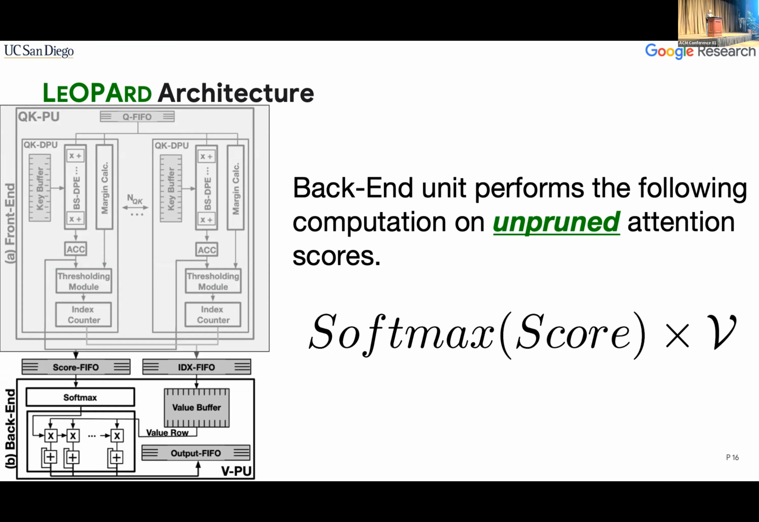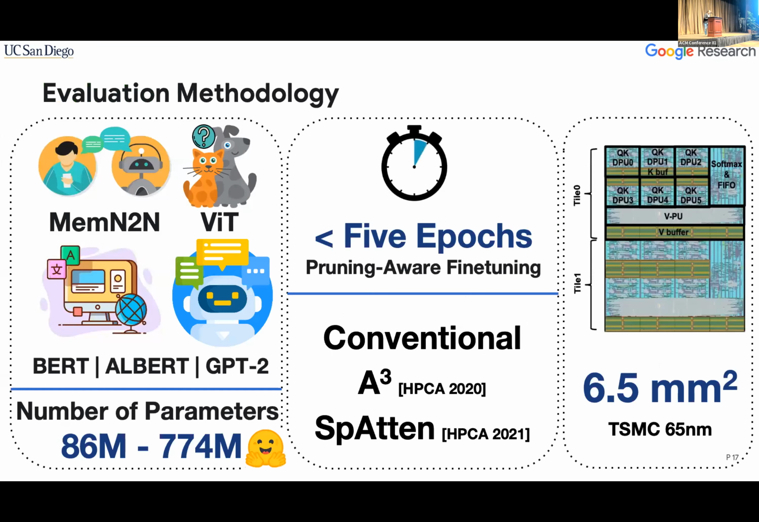Okay, let's review our evaluation methodology. I'm already at more than 15 minutes. We evaluated our approach across different models from Hugging Face with a number of parameters from 86 million to 774 million.